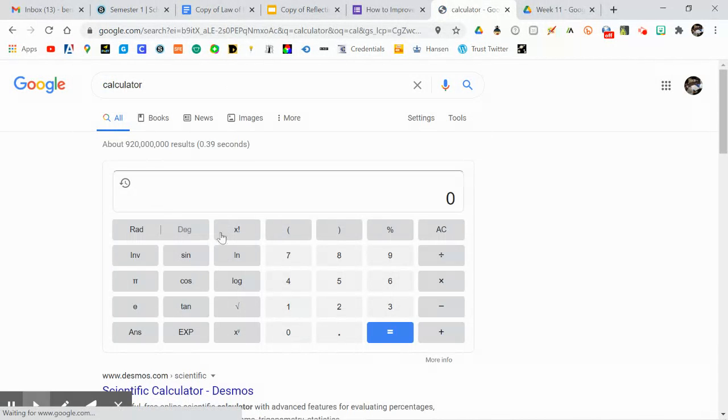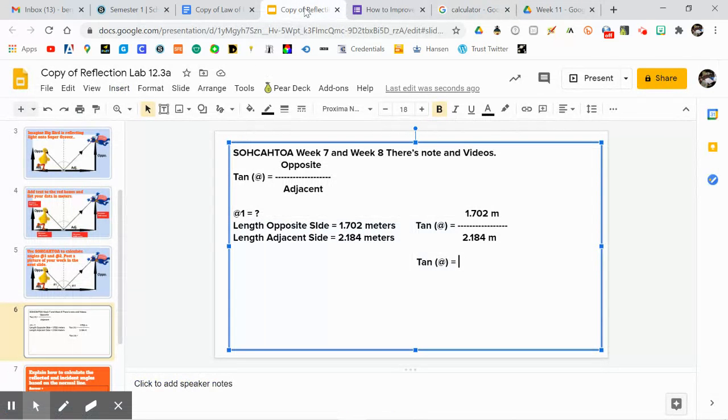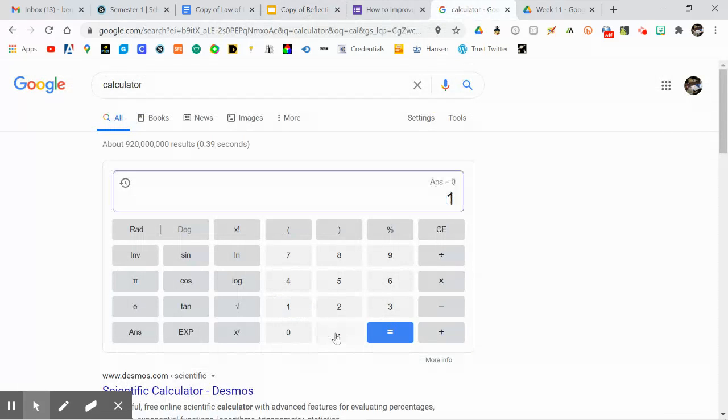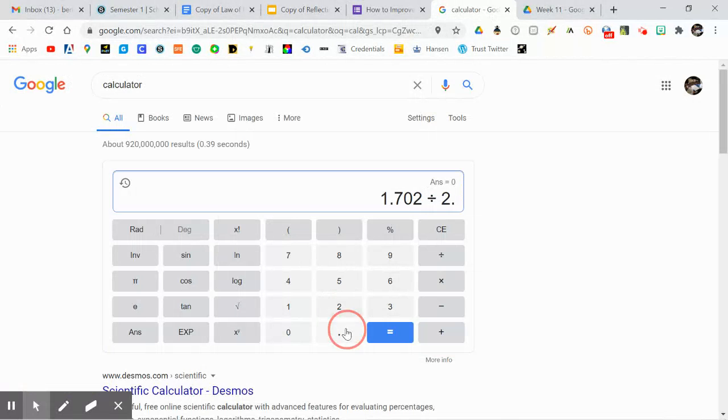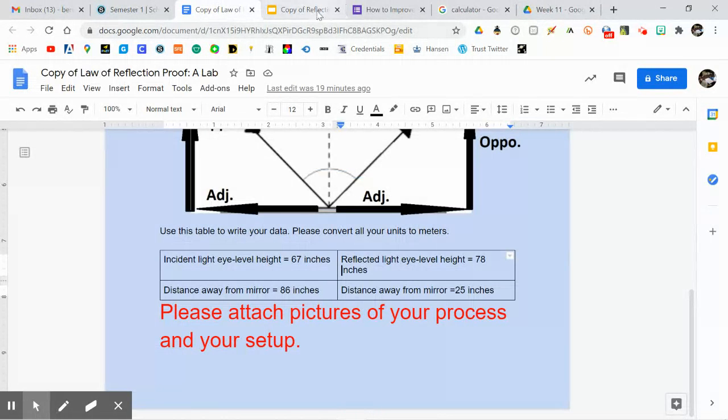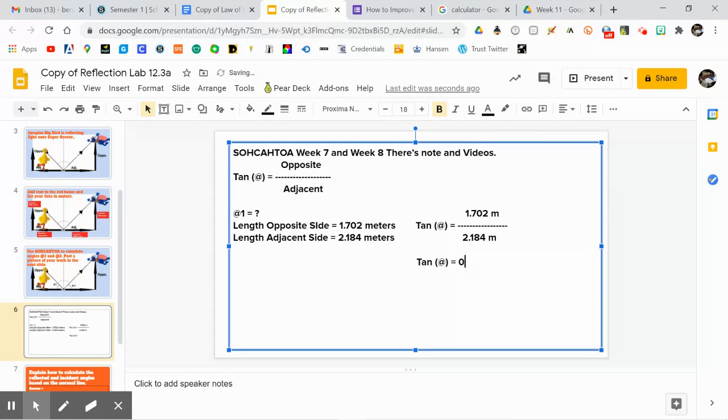And it's, let me see, 1.702 divided by 2.184. And that is equal to 0.779. Okay?